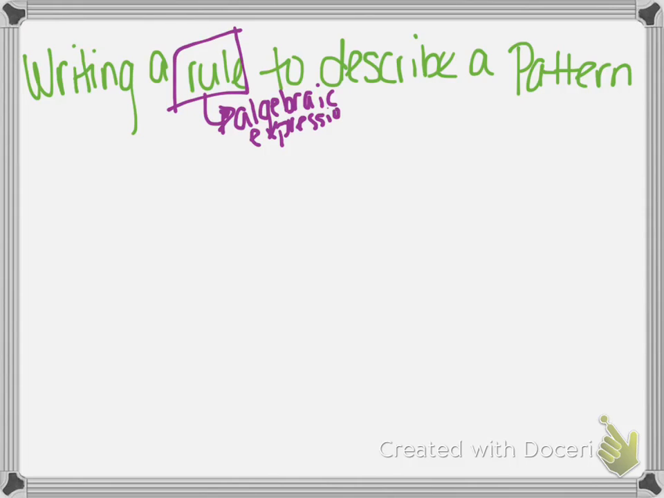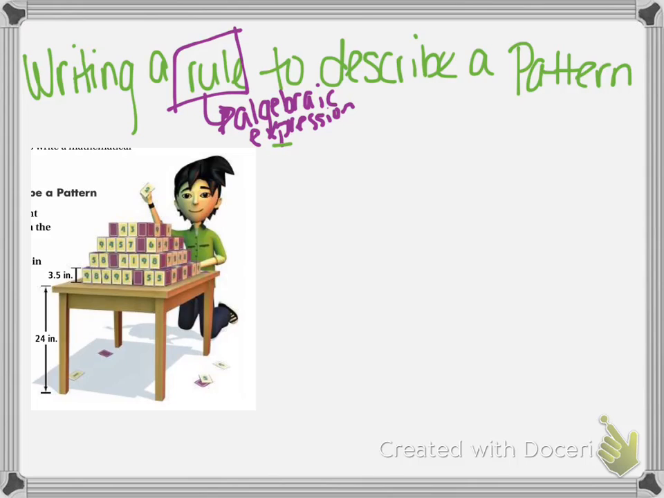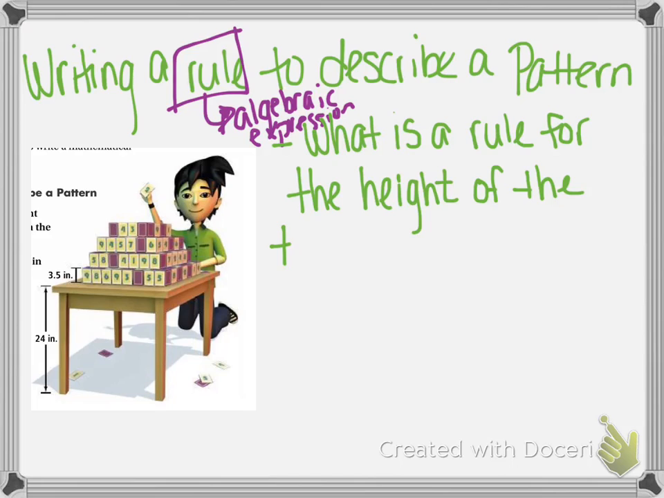Kind of tiny. There we go. All right, so let's look at our example. Okay, so here we have a picture. This came from your textbook. You'll find this online. In this picture, we have a table, and on top of the table, those are cards. They're standing up cards, and notice it doesn't look like this person is quite done. They may add many more rows. So what we want to do is write a rule for the height of the table and cards.